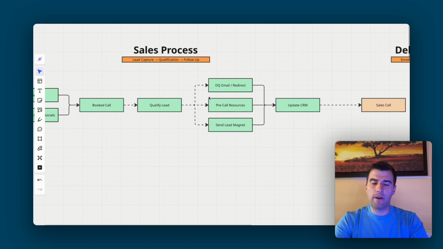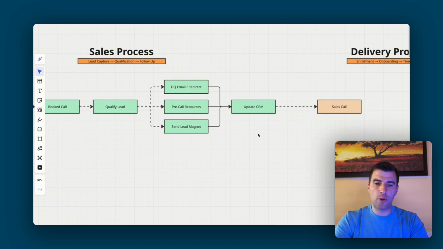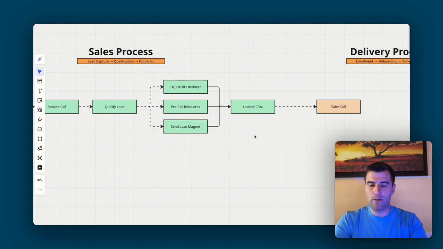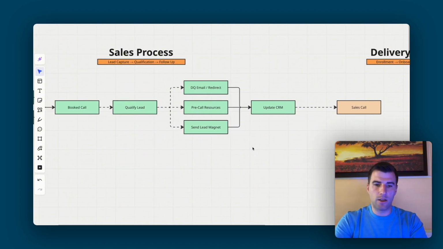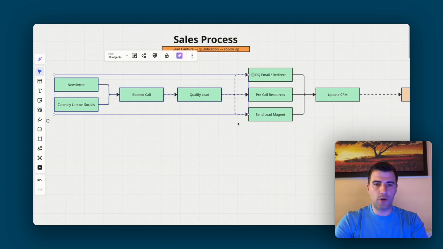Now, if they don't seem like a good fit and you want to cancel the call, maybe you send a disqualify email, or you redirect them to a different provider. Or if they are a good fit, but they don't seem qualified financially, for example, maybe you want to send them a lead magnet to warm them up so you can follow up in the future. Now, in any of these cases, you then update your CRM, whatever you're using, whether it's HubSpot or whatever it is, and then you have the sales call. All right. Now, this is the manual way, let's say, that you're doing it. Again, this is just an assumption for this video.